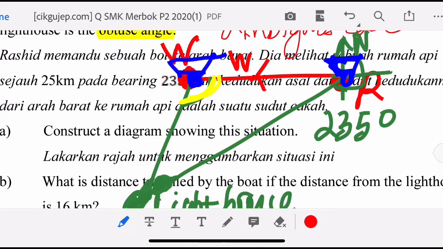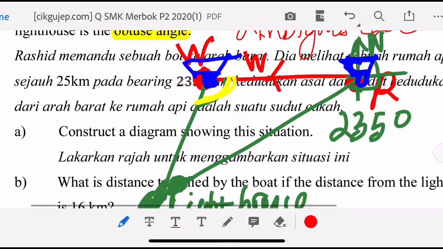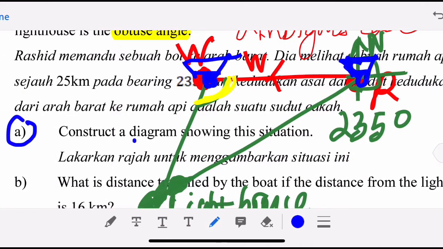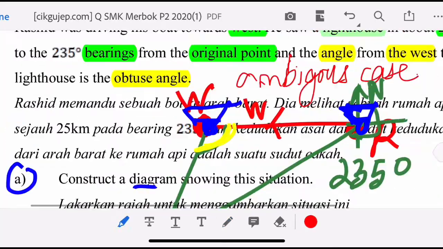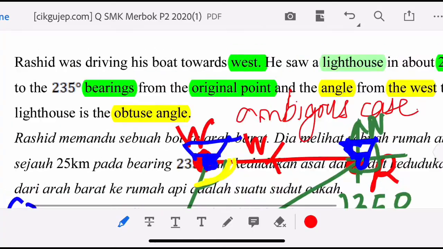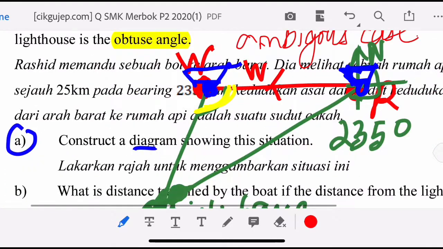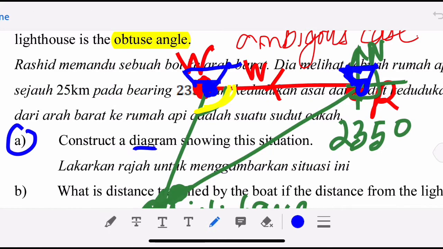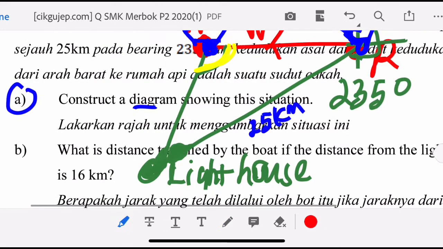Alright, we have constructed the diagram already. Construct a diagram to show this situation. So now let's label. The angle is obtuse, and the distance from the lighthouse to Rashid's original place was given, right? So the distance is 25 kilometer, right? Okay, basically this is a drawing.